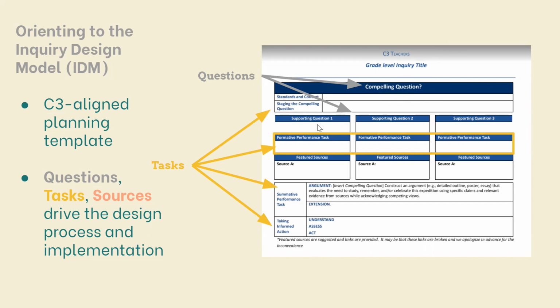The tasks appear in a variety of places. There's a staging the question. This is the task that students are going to do to get them hooked, to get them engaged in this topic. And it's going to be what they do just ahead of learning what the compelling question is. The formative performance tasks accompany the supporting questions. So each supporting question that students are taking up has sources with it, and then a formative task, which is really designed just for you to be able to spot check whether students got what they were supposed to out of that piece of content.